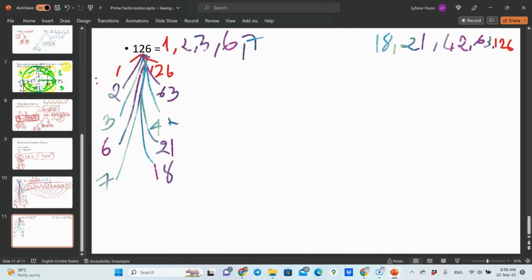Still, we still have 9. How do we check divisibility of 9? The divisibility rule of 9 is similar to 3. So 9 and 3 are similar. How do we check whether this number is divisible by 9 or not?